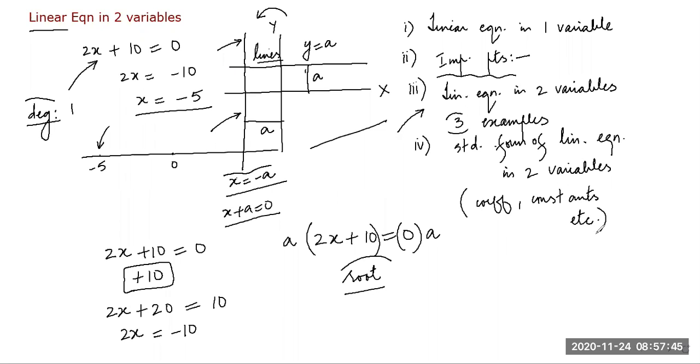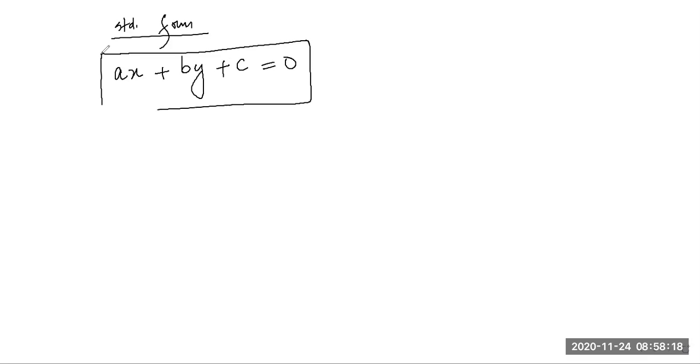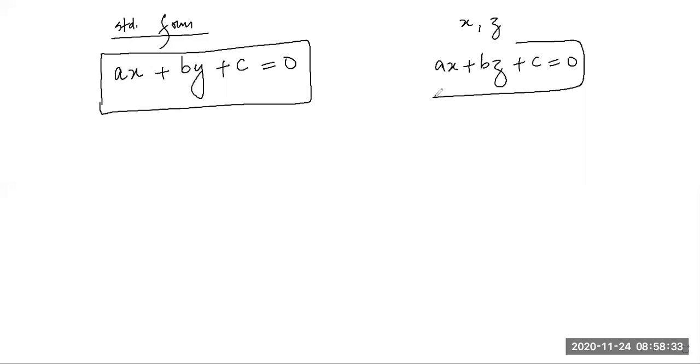Standard form of linear equations in two variables. Students, everyone please write down: ax plus by plus c is equal to 0 is the standard form of linear equations in two variables x and y. If the variables are, let's say, x and z, then the standard form will be ax plus bz plus c is equal to 0. Both the variables can be any variables we can choose. Now, this is the standard form.